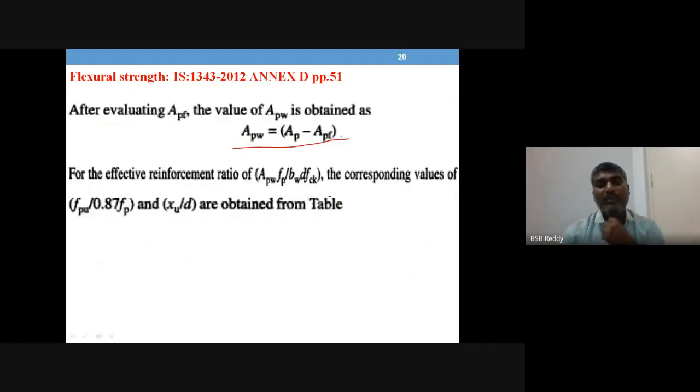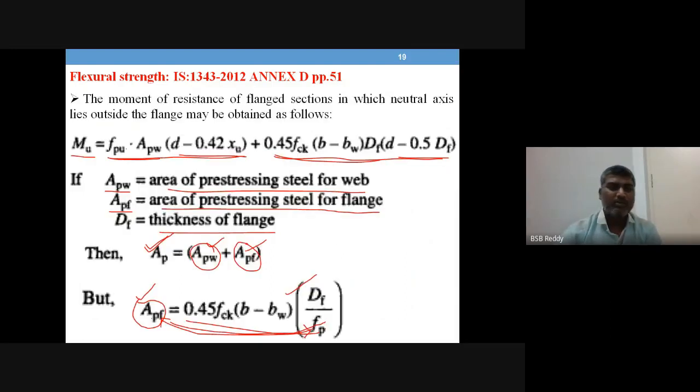APW is equal to AP minus APF. Okay, now again, to substitute the FPB value, nothing but FPU, and the XU value, you have to again read the values from the table. As I said, the code uses FPB as the symbol, whereas the textbook uses FPU.